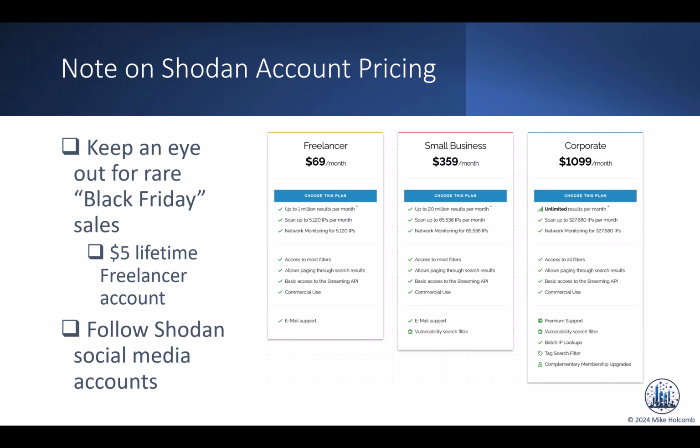You can see there's the freelancer general account. This is the account that I have, and we'll talk about the cheat where you don't have to pay $69 a month for this. There's also the small business and the corporate, which is now $1,100. I think this used to be $1,200, so it looks like they've come down a little bit.